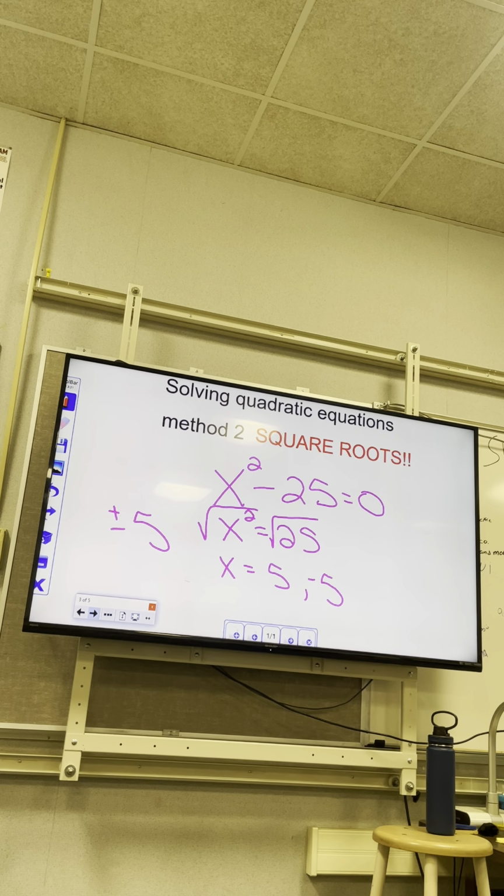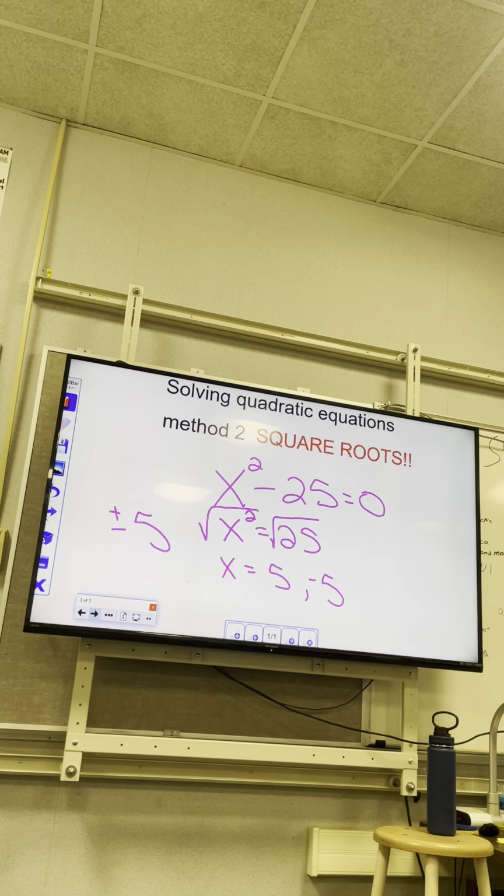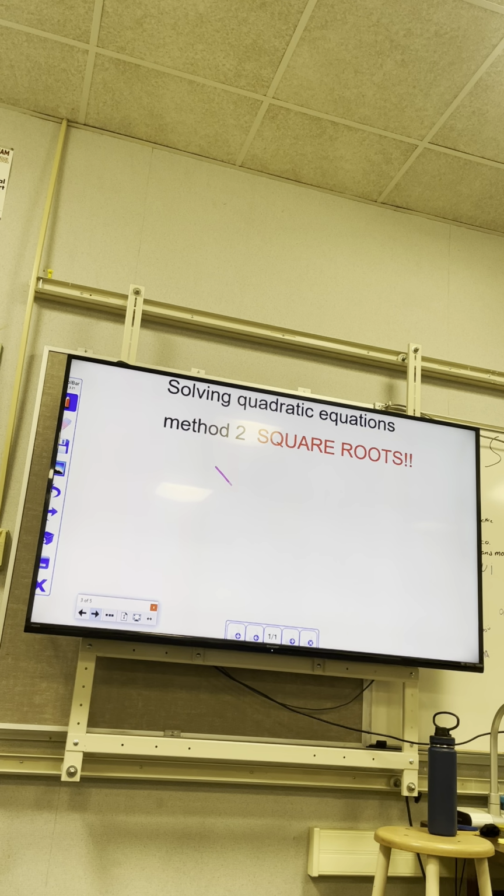So let's start with an easy one for you guys to try. You ready? Nice and easy. X squared equals 36. You could probably do that one in your head without a whole lot of work. You don't have to factor it. You don't have to drop it in parentheses. Just use your little square root on both sides.